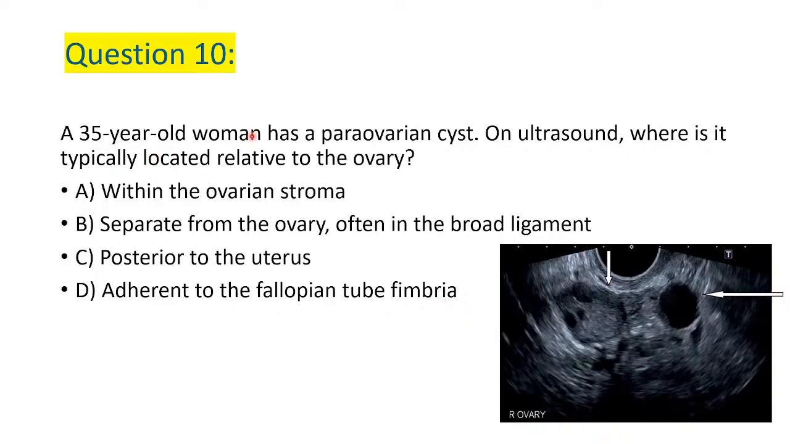A 35-year-old woman has a para-ovarian cyst on ultrasound. Where is it typically located relative to the ovary? A. Within the ovarian stroma. B. Separate from the ovary, often in the broad ligament. C. Posterior to the uterus. D. Adherent to the fallopian tube.